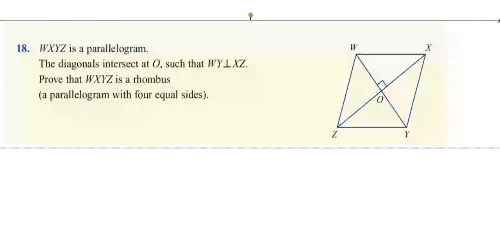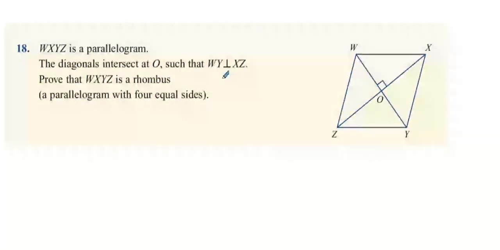WXYZ is a parallelogram. The diagonals intersect at O, such that WY is perpendicular to XZ. Great. Prove that this is a rhombus. Now, what is a rhombus?